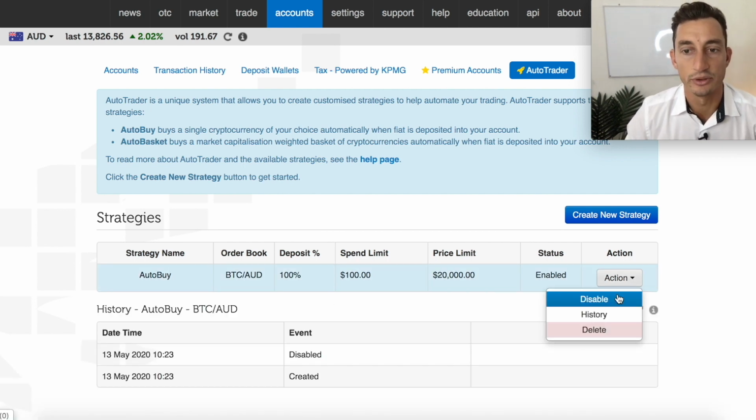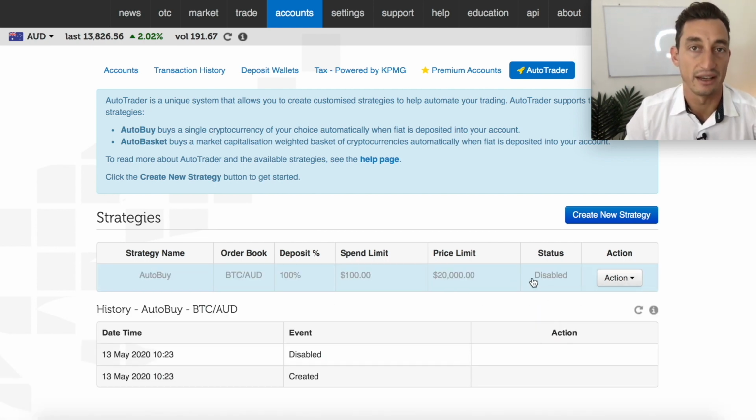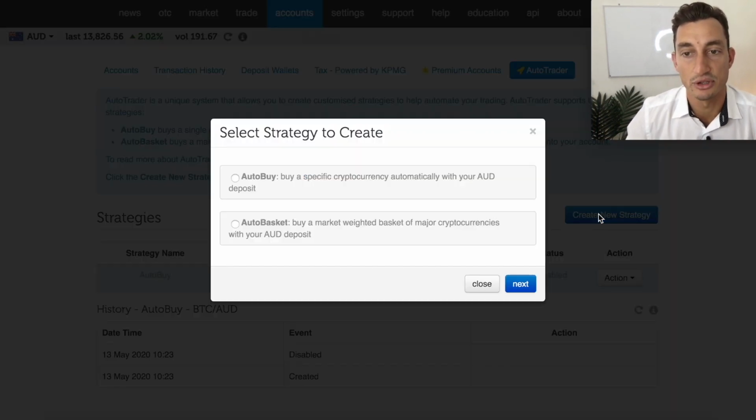Now I've just disabled this strategy so that we can add in another strategy. This won't let you do any strategies which are above 100% for obvious reasons. You can't be investing more than 100% of the money that you have in your account. So let's set up a new strategy.